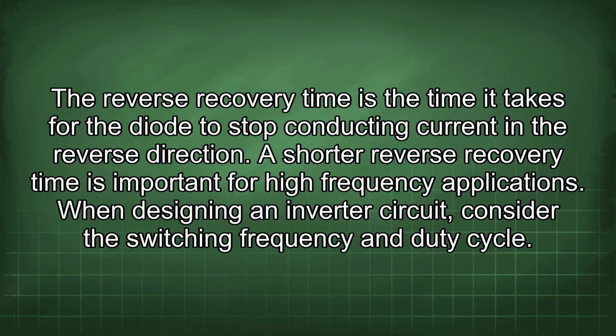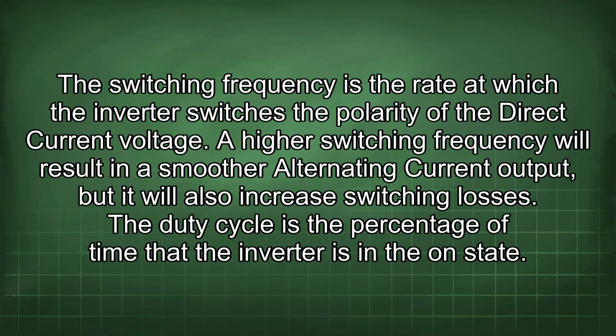When designing an inverter circuit, consider the switching frequency and duty cycle. The switching frequency is the rate at which the inverter switches the polarity of the direct current voltage. A higher switching frequency will result in a smoother alternating current output, but it will also increase switching losses. A duty cycle is the percentage of time that the inverter is in the on state.